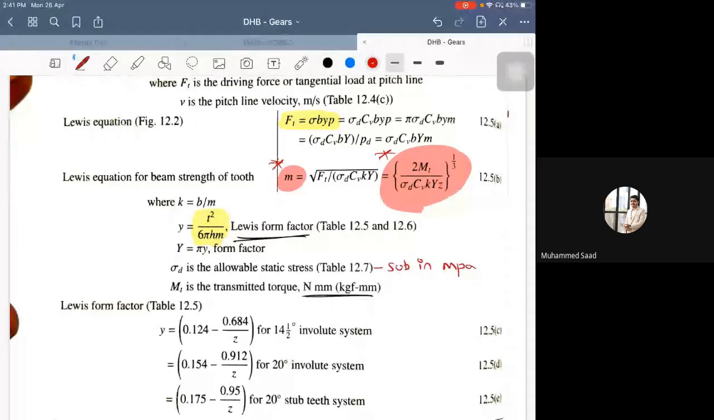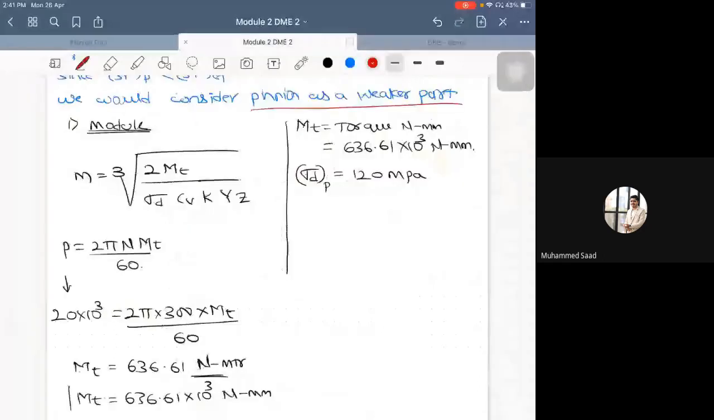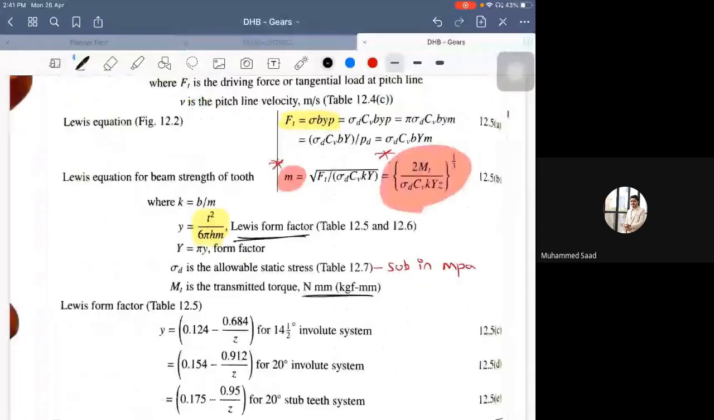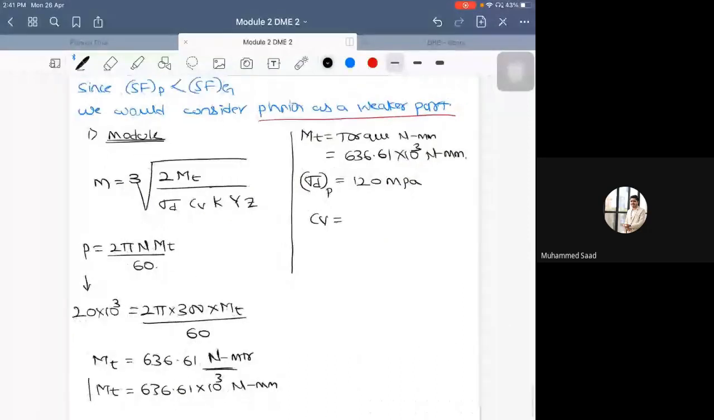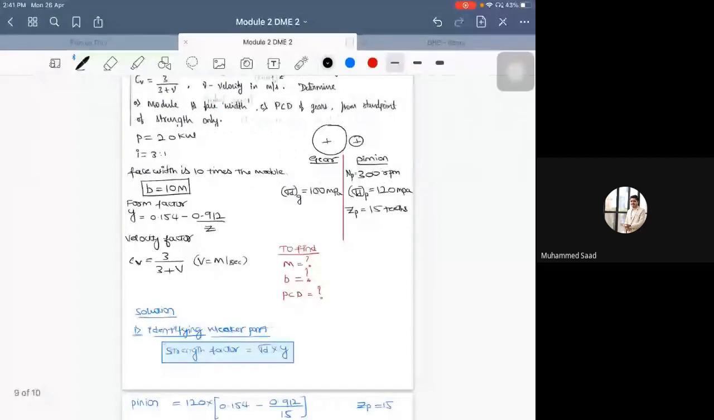Okay then. Now we shall go back to the problem. So 120 megapascal, it is in megapascal, no need to change the units now. CV value. Now we have to get to know the CV value. Any way that I can get the CV value? Do I have any way? I think the CV equation is being given in the problem, I guess, right? Yes, sir.